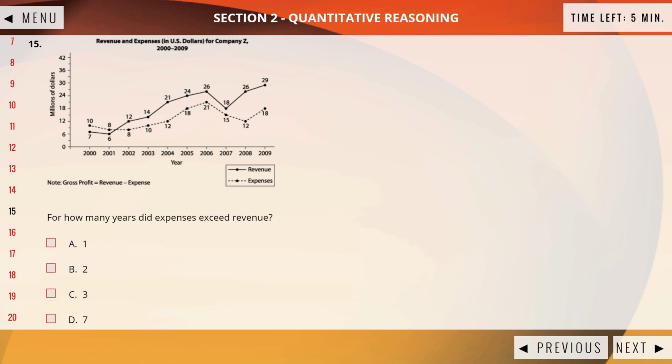For how many years did expenses exceed revenue? Just the first 2 years, right? That's when the dotted line, 10 was above 7, 8 was above 6. 2 years, I'm not missing any years. Can't see any years that I'm missing here. No, that looks fine to me.